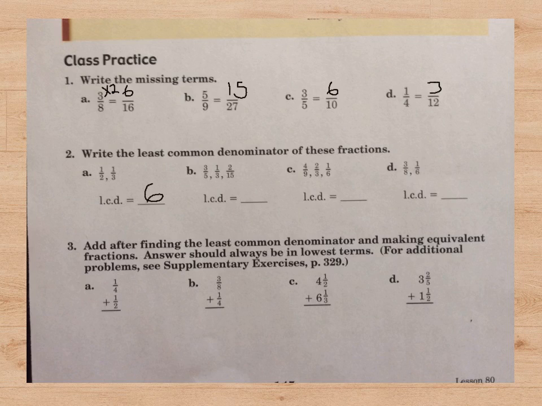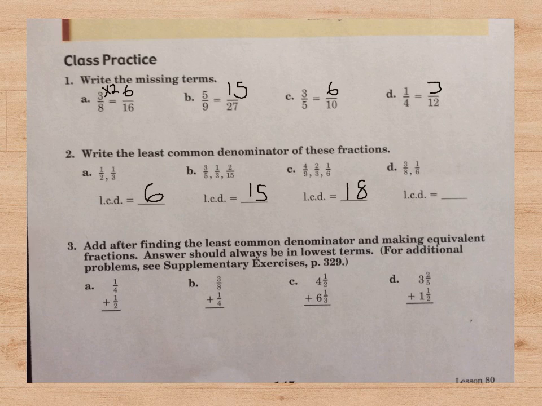B, we have 3 numbers, 5, 3, and 15. What's the lowest number that 5, 3, and 15 all go into? Lowest would be 15. C, our denominators are 9, 3, and 6. What's the lowest number that 9, 3, and 6 go into? Well, 9 goes into 9, and 3 goes into 9, but 6 doesn't. So then you look at your biggest number, 9 goes into 18, 3 goes into 18, and 6 goes into 18, so 18 is our answer.